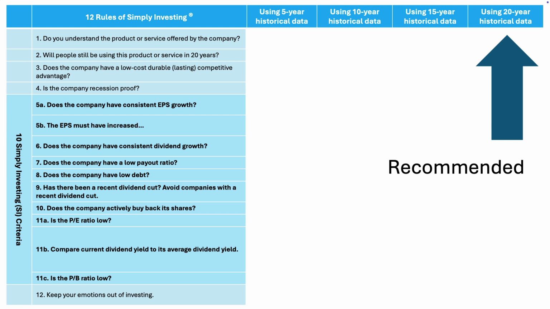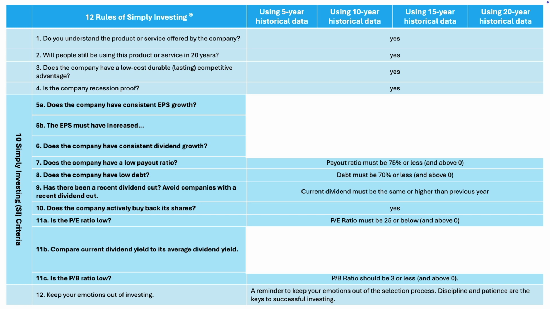And also there are companies, some new companies, that have not been around for 20 years. In that case, again, you can go back and look at 5, 10, or 15 year historical data. But going forward, what we recommend is to stick with the 20-year historical data when you are looking at the SI criteria.